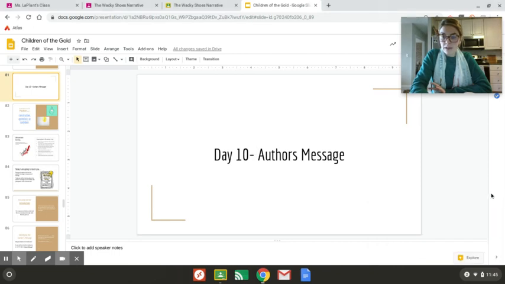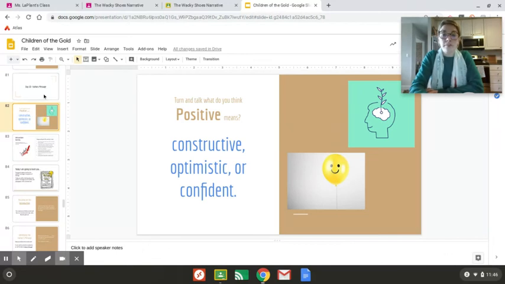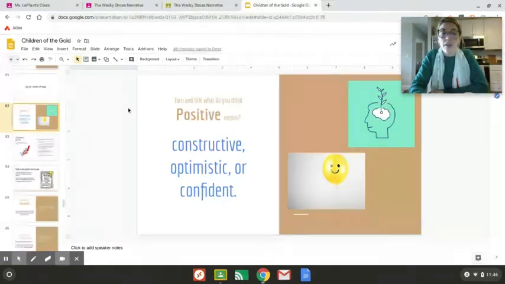Hi, everyone. We're going to be moving on to lesson 10 today. Okay, and we're going to be focusing on the author's message. Our vocabulary word today is positive, and that means constructive, optimistic, or confident. So think about that word positive today during our lesson because it really has to do with the author's message.